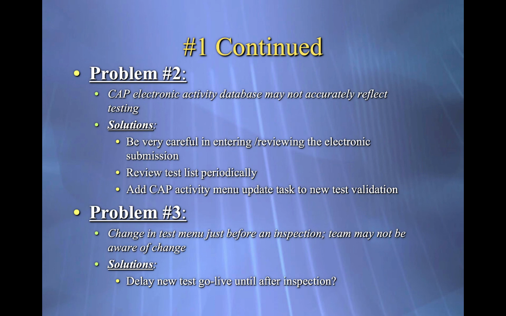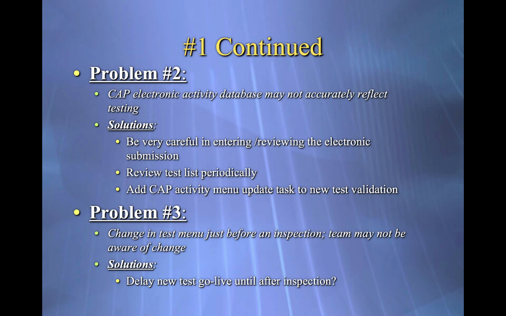The CAP electronic activity database may not accurately reflect testing. So when in CAP inspections, you're giving them information and their database needs to be updated. You've got to be very careful when entering and reviewing that electronic submission to make sure it's really up to speed for what's actually occurring. Review the test list periodically for each site, and add the CAP activity menu update for any new test validation. So as you validate a new test and bring it in, one of the process control points is going to be, oh, did I update that CAP activity menu and list that as a new test that we're doing?